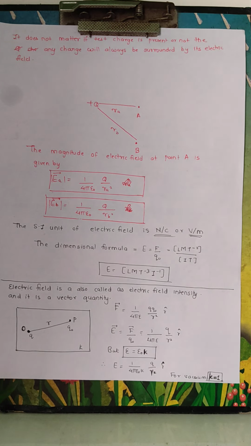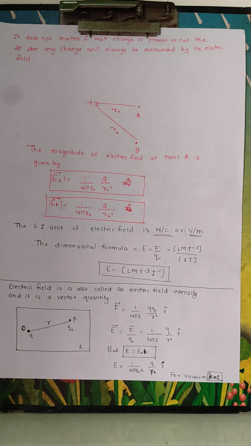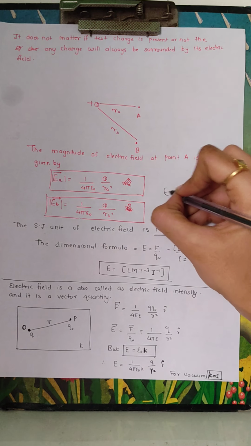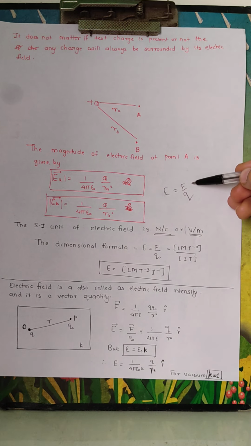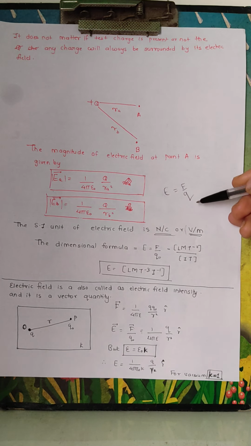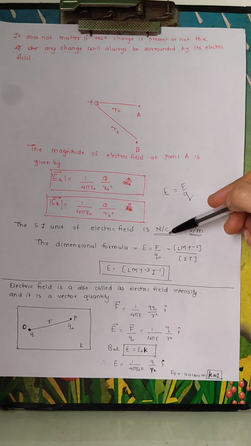Okay. Now, the SI unit of electric field is Newton per coulomb or volt per meter. How this volt per meter has come, we will see in the next lecture. But Newton per coulomb, we know that electric field is equal to force upon charge. So the force unit is Newton and the unit of charge is coulomb. So the unit for your electric field is Newton per coulomb.